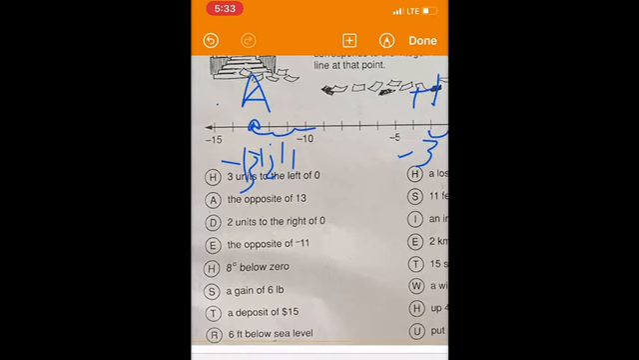Let's see what you might know. Now, gain, that is a positive. So gain means positive. If you put something in the bank, it's called a deposit. So that's also positive. But if you're going below sea level, what would that be, guys? Negative.